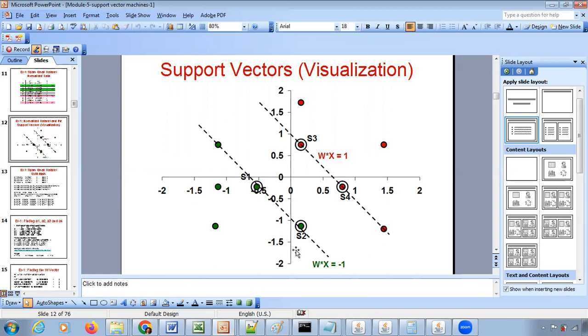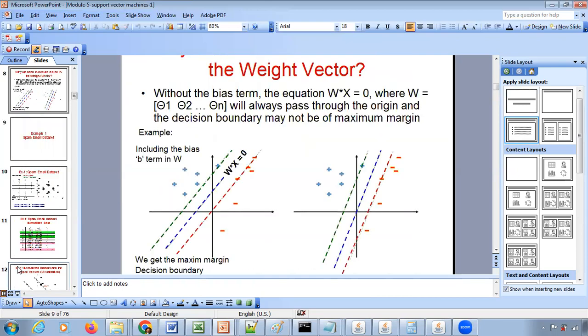If there's some data point like this that's also on the boundary of a class and close to the other class, we could include them as well. But including more support vectors does not do anything better than just two. And it's also important to have at least two support vectors from one of the two classes. The reason is this.